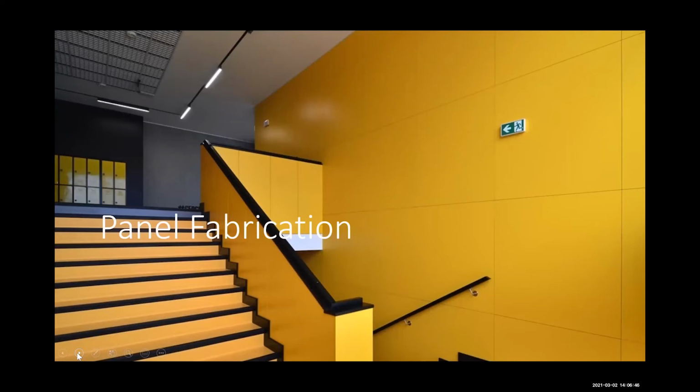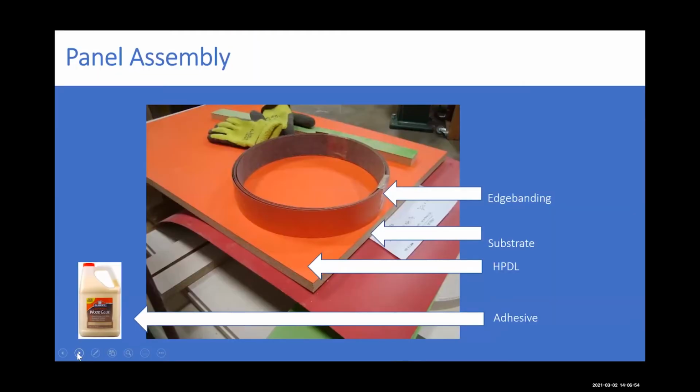Now that the HPL has been received and is appropriately acclimated, it can be fabricated. There are 4 components of a panel. They are the substrate, preferably MDF or particle board as recommended by the Architectural Woodworking Institute, the AWI, the adhesive, the laminate, and sometimes edge banding.